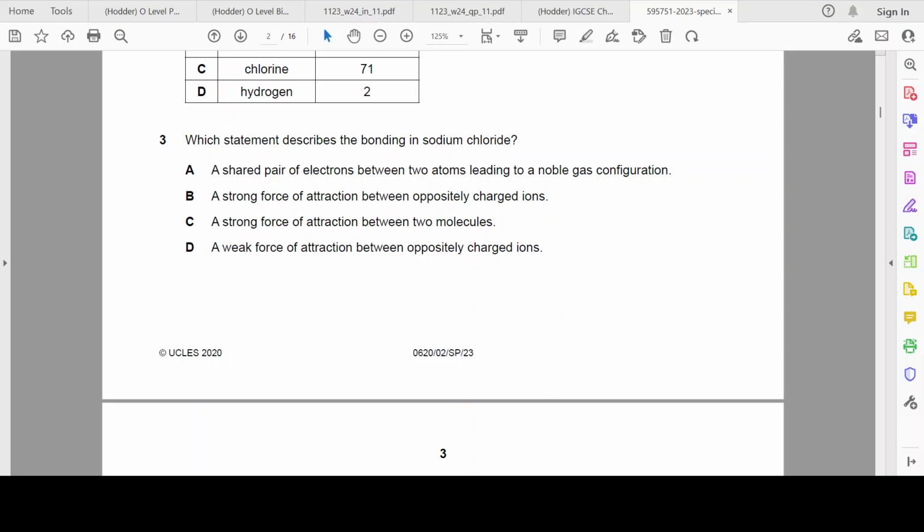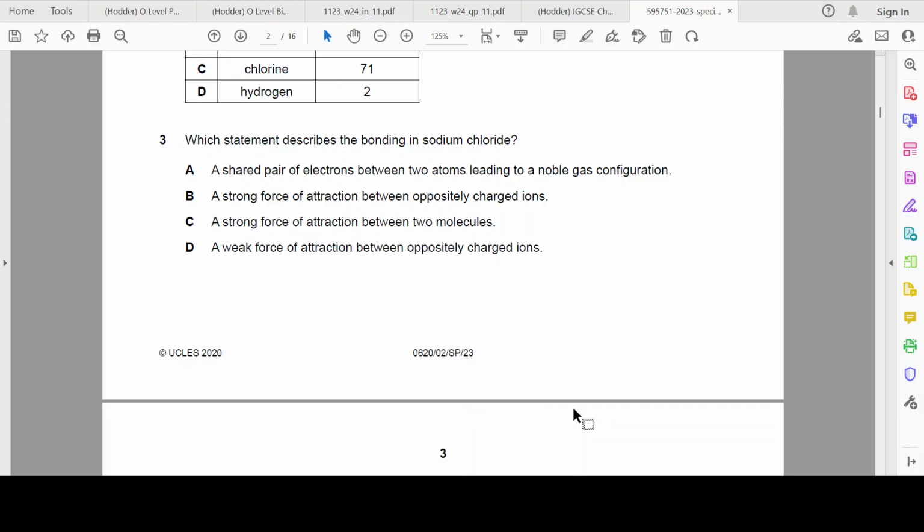Okay. Question 3. Which statement describes the bonding in sodium chloride? D. Which one was that, Haran? D. B. A weak force of attraction between oppositely charged ions. Like maybe D or B.